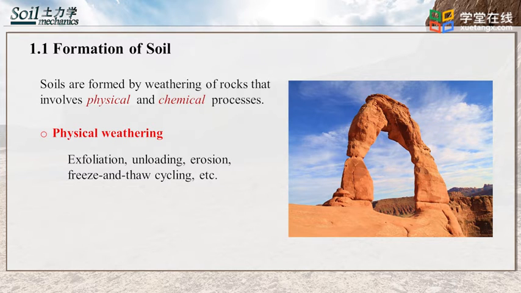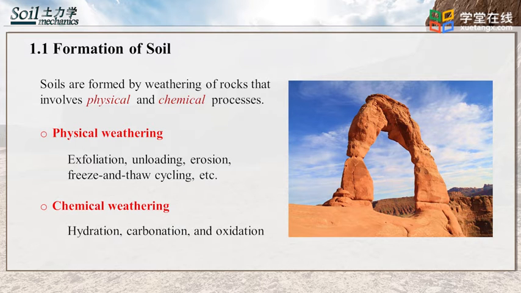Chemical weathering causes both reduction in size and chemical change of the parent rock. The main agents responsible for chemical weathering are hydration, carbonation, and oxidation. Often, chemical and physical weathering take place at the same time.